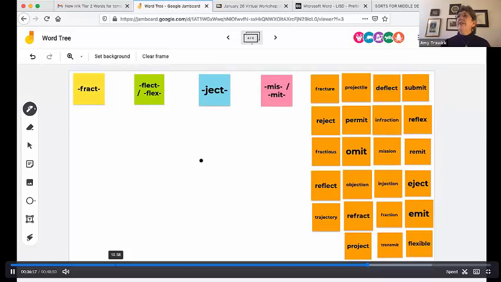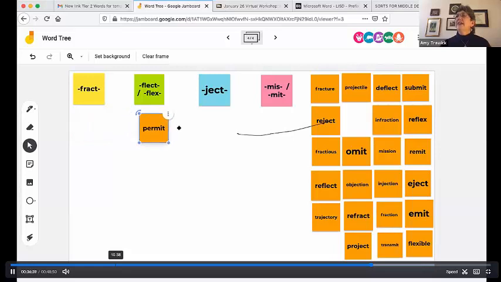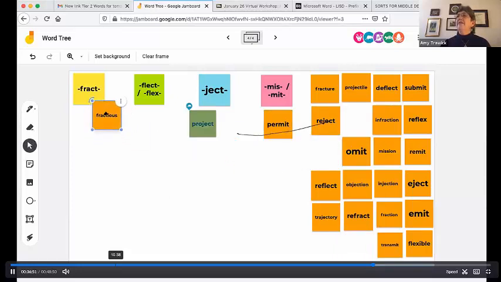And what I'd like you to do is grab a word on the right and move it under, whoops, I'm still in the drawing mode. Let's get back to, so just grab a word and does it permit? Does that have the pattern that I see in fract, flect, ject, or mismit? Here we go. So just grab a word and move it over and put it in the column that you think it would go in. Fractious would go under fract.